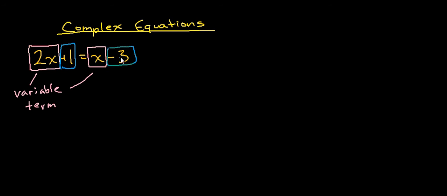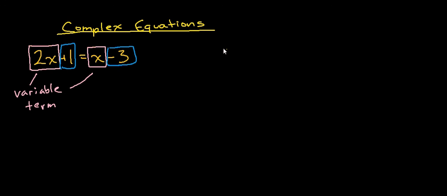Our constant terms are the 1 and our negative 3. You'll notice I've included that negative. Whenever you have a negative in front of a term, you have to include that. Keep it with it whenever you move that term around. So that 3 there is always going to be a negative when we move it around. Okay, so let's actually solve this problem here.